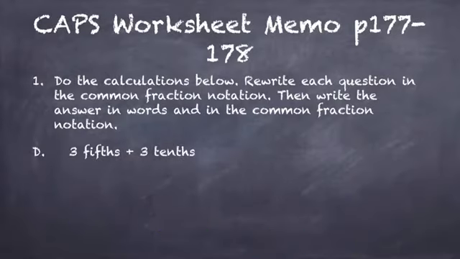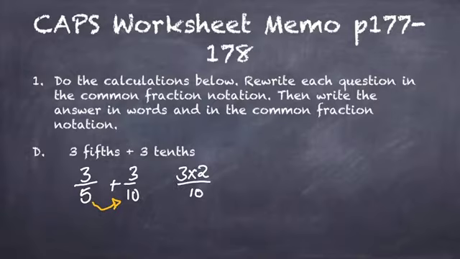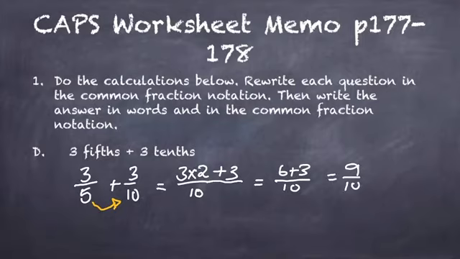Next question. 3/5 and 3/10. 3/5 is going to be 3 over 5 plus 3 over 10. Denominators are not the same, but I can manipulate my 5 to become a 10. By doing that, I'd multiply with 2. What I do to the bottom, I do to the top. So I'd have 3 times 2 over 10 plus 3 also over 10. And that would give me 6 plus 3 over 10 equals 9 over 10. And written in words would be nine tenths.